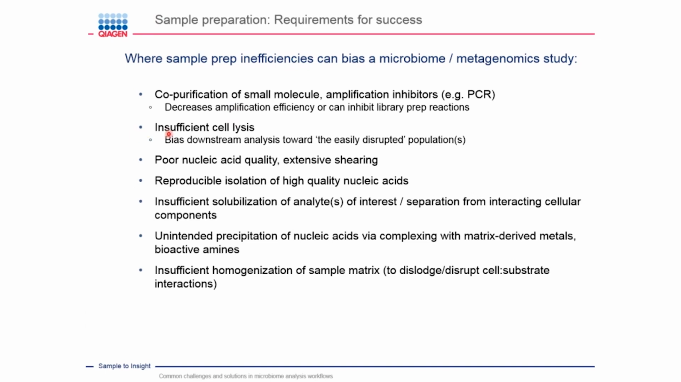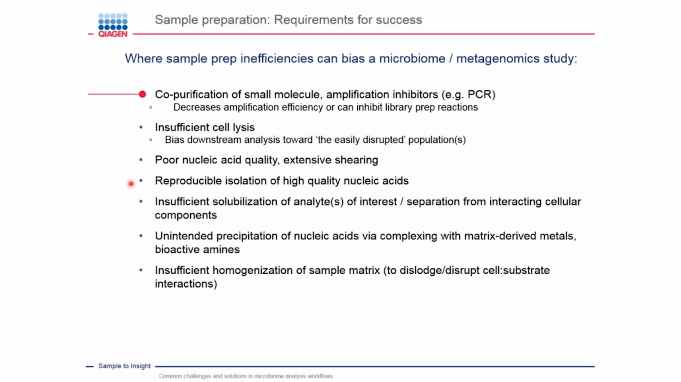be sure that you always have a sufficient cell lysis. You want to exclude co-purification of PCR inhibitors because when you have them in a sample, they can affect your entire workflow later on. And all bacteria or all germs in your sample should ideally be lysed and isolated using the right kit. So let's start with the first point.